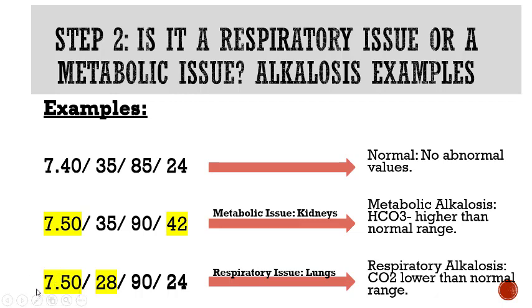Coming down to this one, same pH, the 7.50 that we've realized is alkalotic because it's higher than 7.45. But now when we come to the CO2, it's no longer normal, it's low. It's lower than the normal range. So that would be considered a low acid. Oxygen's normal, bicarb is normal. So for this one, the reason that you have this high alkalotic pH is because you have low acid. You don't have enough acid. So that is what's driving this. So this is now a respiratory issue, lungs, and it's specifically called a respiratory alkalosis. The CO2 is lower than the normal range.